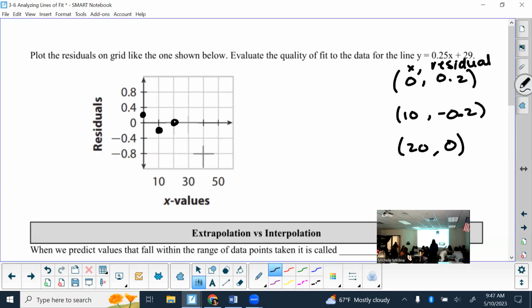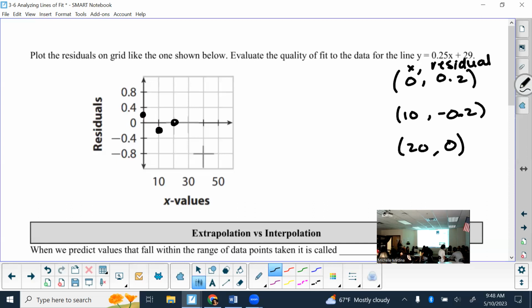Plotting your dot. All right, so plotting your dots. Everyone have 3 dots? So compare your dots to my dots. That's where they should be.